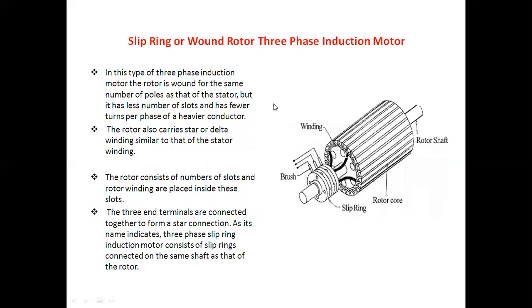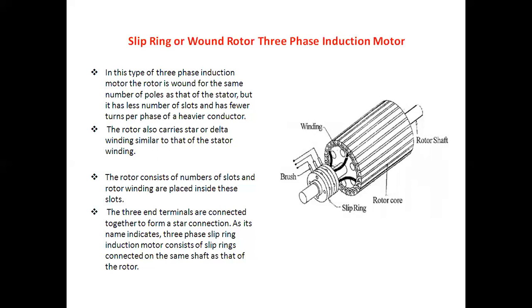Another type is the slip ring or wound rotor three-phase induction motor. This is a pictorial view of a slip ring, and here the slip ring is given on the shaft of the motor. In this type of three-phase induction motor, the rotor is wound for the same number of poles as that of the stator, but it has fewer slots and fewer turns per phase of heavier conductor. The rotor also carries star or delta winding similar to that of the stator winding.